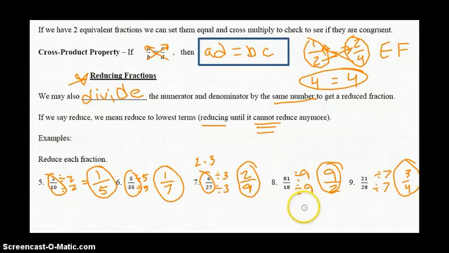We're going to move on throughout the rest of the unit talking about fractions, and we'll talk about adding and subtracting fractions and also multiplying and dividing, even though you've gotten a taste for it right now. So today we've talked about equivalent fractions, we've talked about reducing fractions, and using the cross product property to check if we have equivalent fractions.